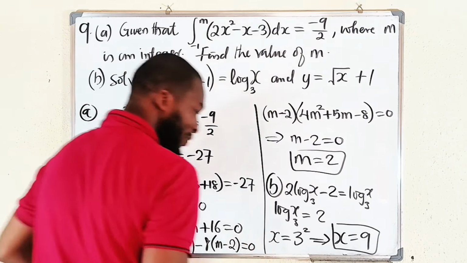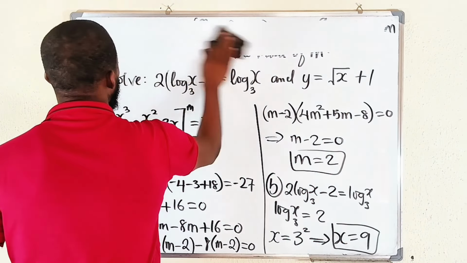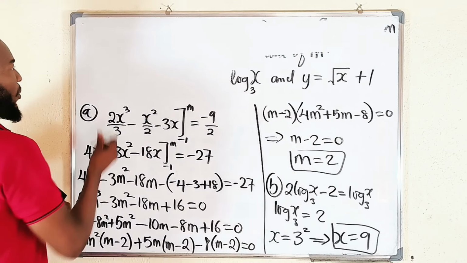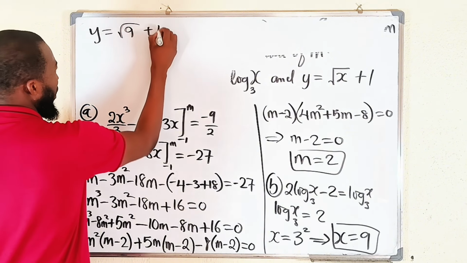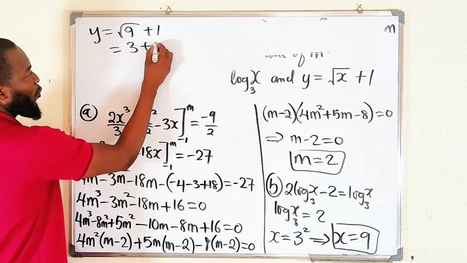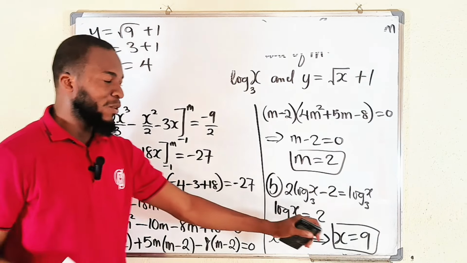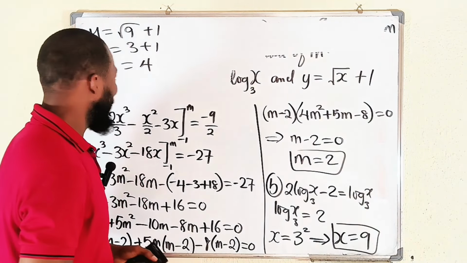So let me just do it elsewhere. So the b part, let's come up here. y will now be equal to the square root of 9 plus 1, which is equal to 3 plus 1, which is equal to 4. And hence, x equal to 9 and y equal to 4. Let's move on to question number 10.